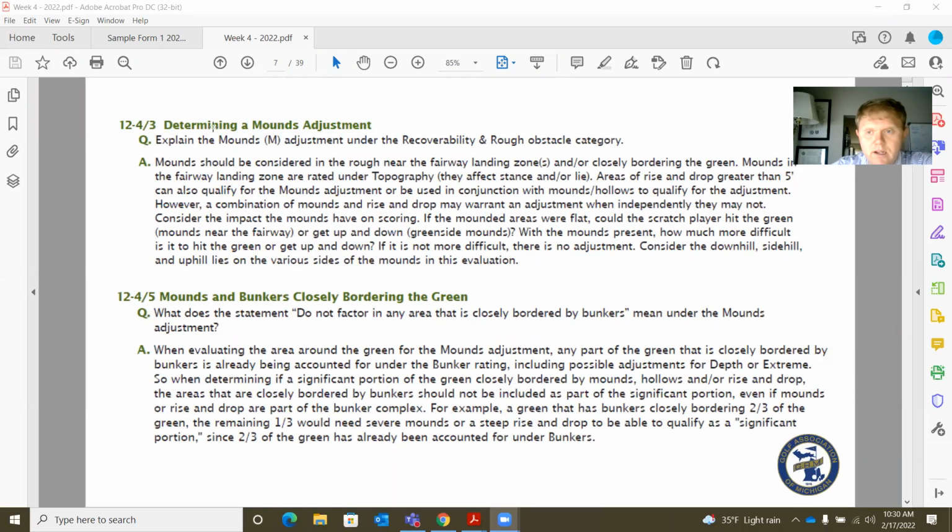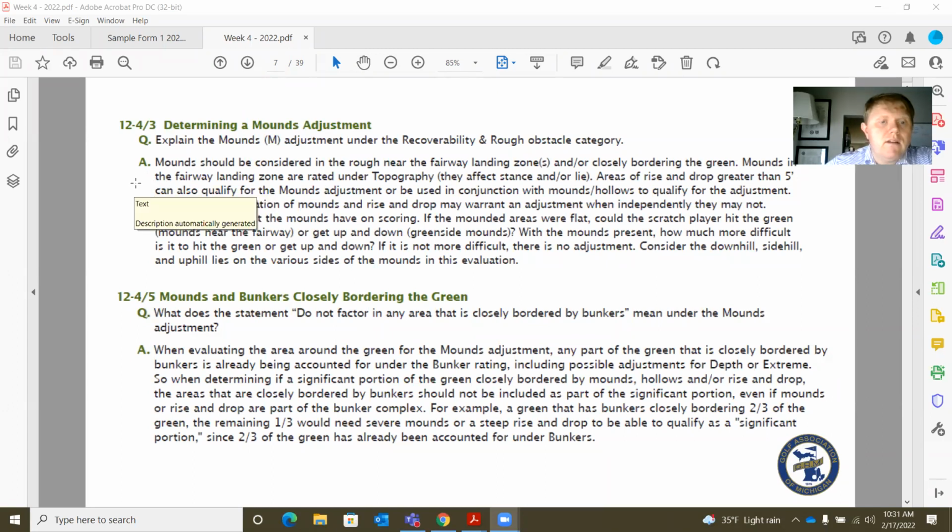And then here's another good explanation of mounds. This section here is from the course rating manual, which unfortunately we can't share with everyone per USGA rules, but we did want to bring it into the training session here.